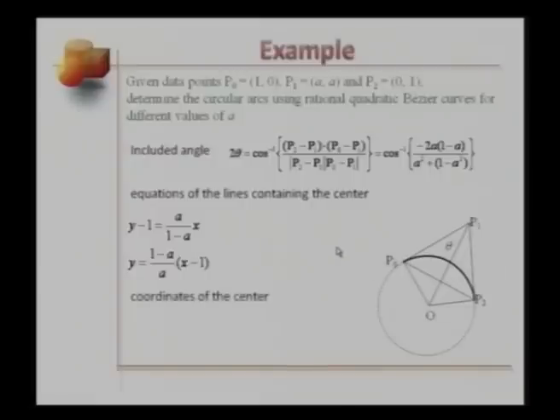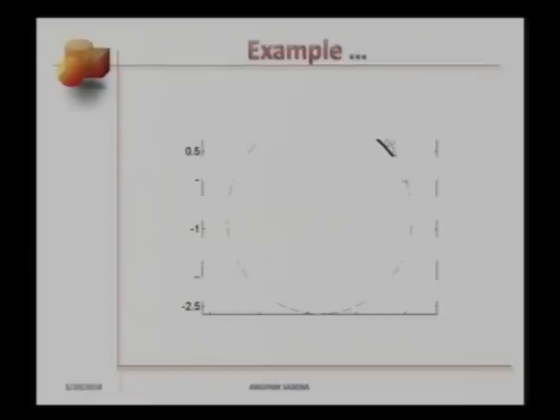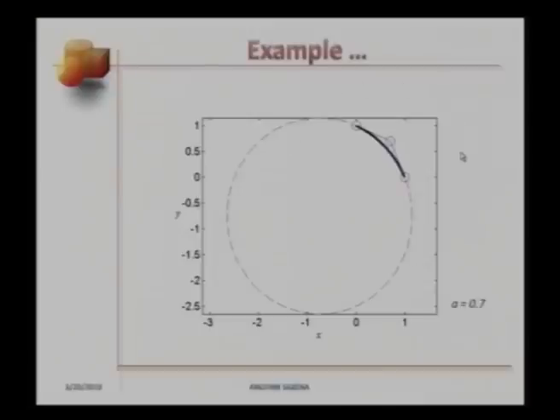Anyhow, the coordinates of the center are given by 1 minus A over 1 minus 2A. This is the x coordinate. 1 minus A over 1 minus 2A. This is the y coordinate. And the radius of this arc is given by square root of 1 minus A squared plus A squared over 1 minus 2A the whole square. This is an example for A equals 0.7. The blue segment here is the quadratic Bézier curve, which lies precisely over this dashed magenta circle.